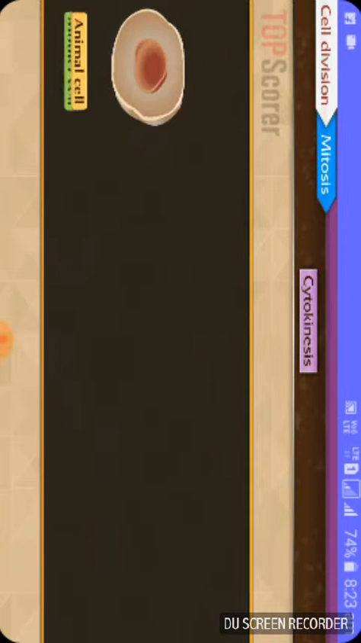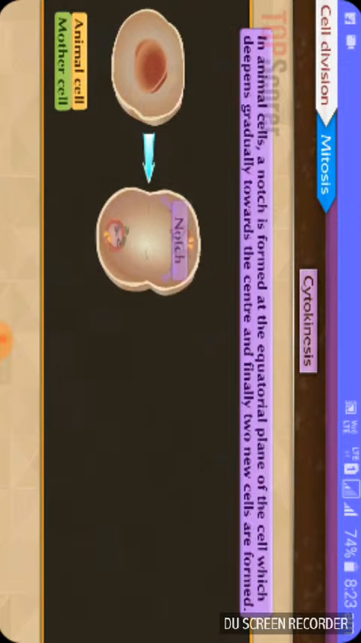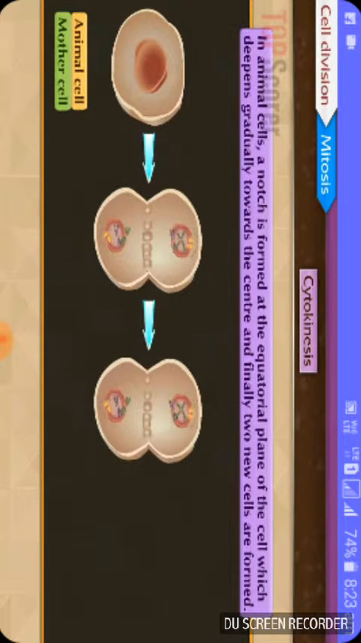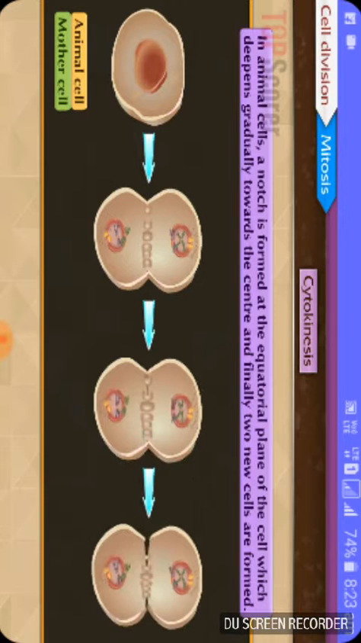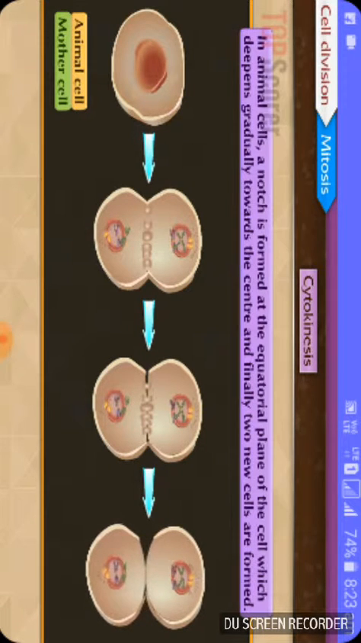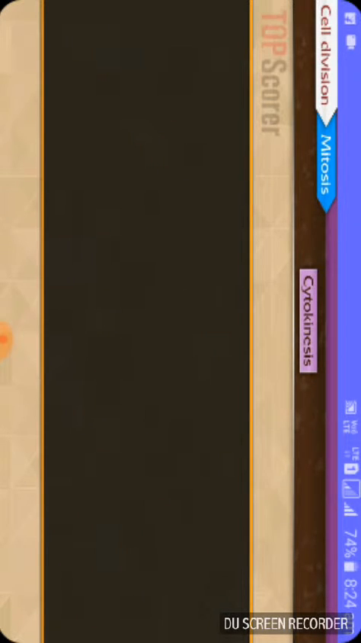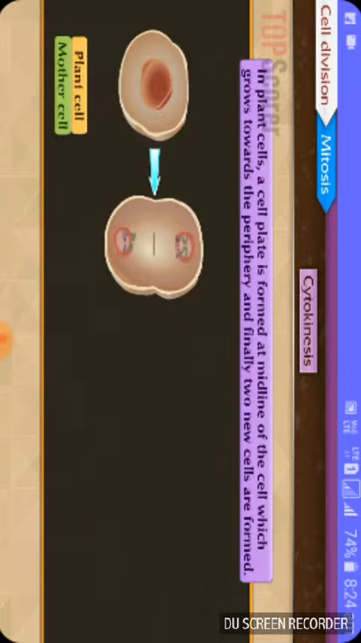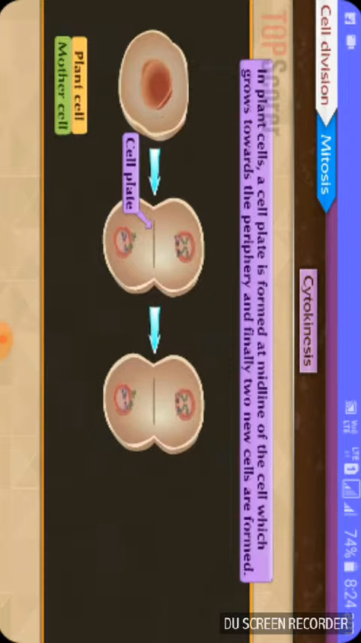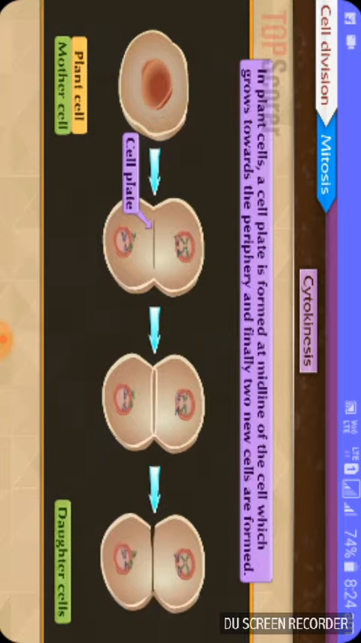Cytokinesis. In cytokinesis, a notch is formed at the equatorial plane of the cell, which deepens gradually towards the center, and finally two new cells are formed. These newly formed cells are called daughter cells. However, in case of plant cells, instead of a notch, a cell plate is formed exactly at the midline of the cell, which grows towards the periphery, and thus cytokinesis is completed.